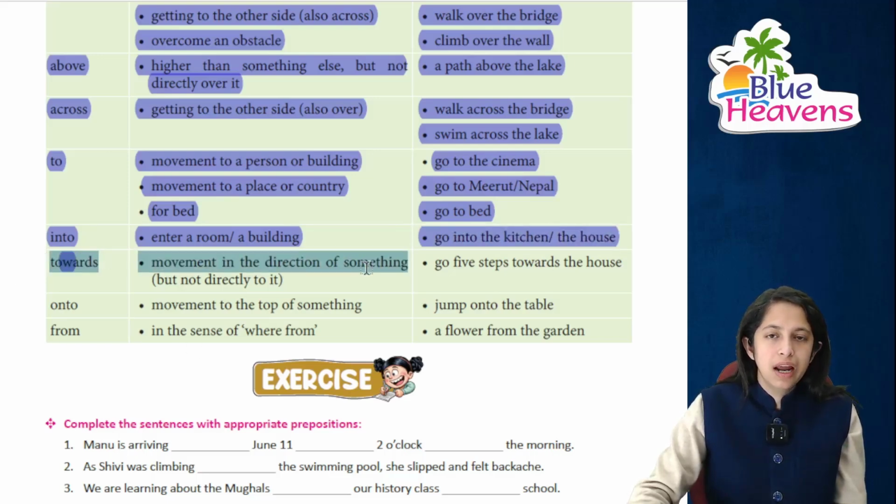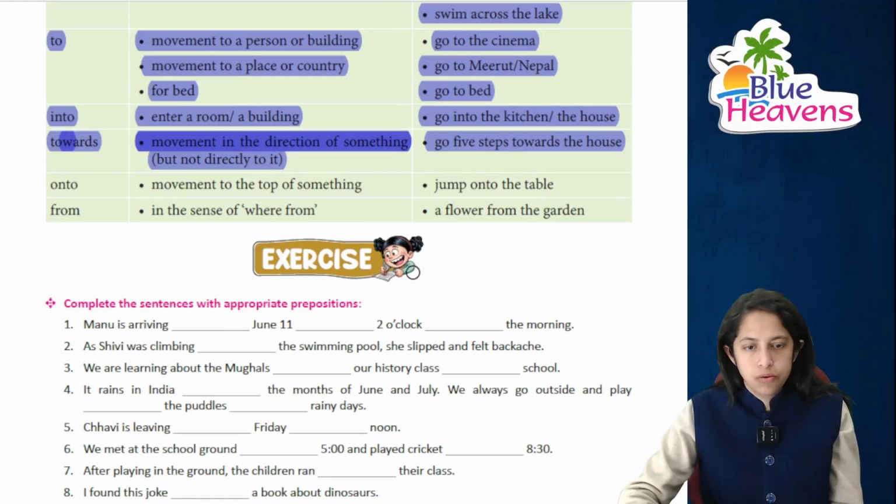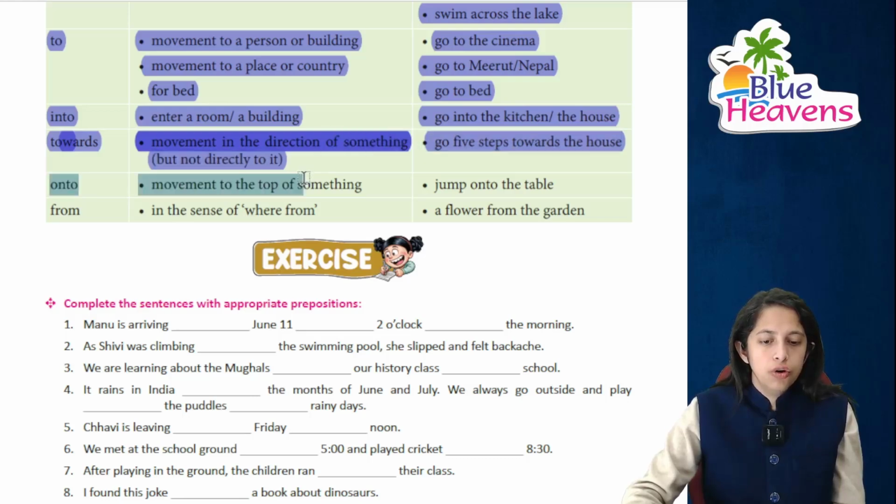Towards, movement in the direction of something but not directly to it. Go 5 steps towards the house के 5 step चाहिए. Onto, you have the movement to the top of something, जैसे a jump onto the table. From, in the sense of somewhere, a flower from the garden, right?